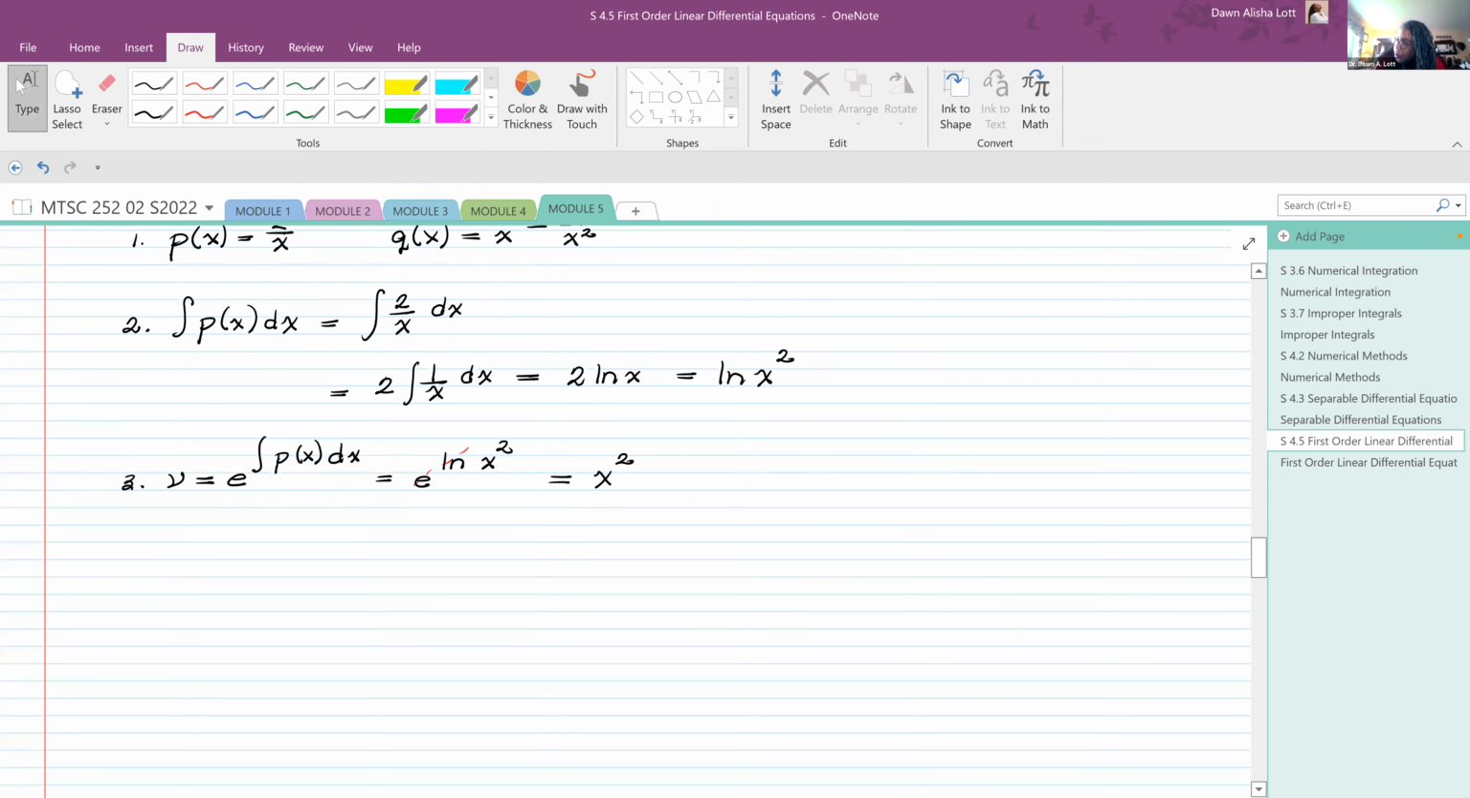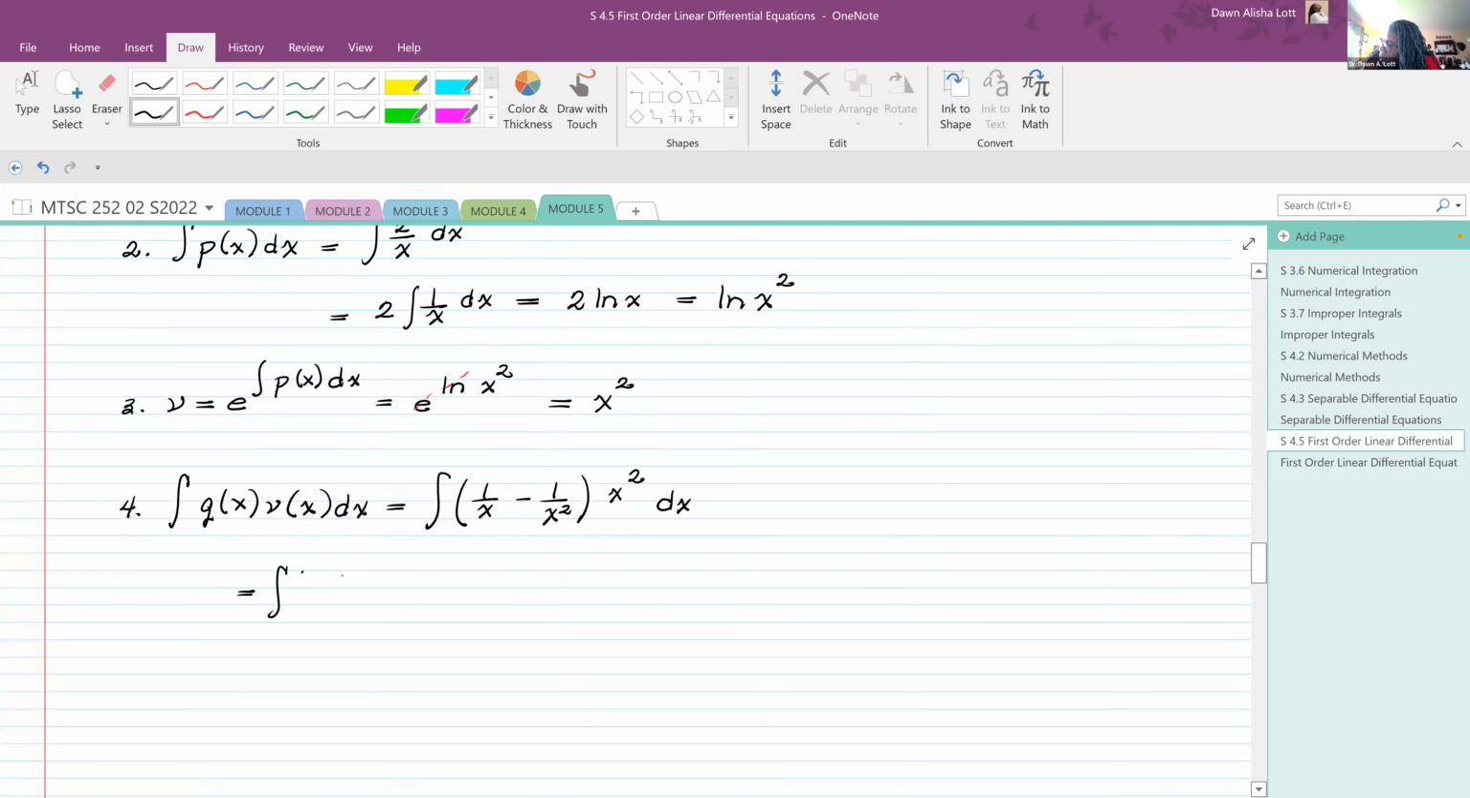Okay. Step 4: I need to compute the integral of q of x with v of x dx. That's the integral. Q of x was 1 over x minus 1 over x squared multiplied by v of x, which is x squared dx. So that's the integral of x minus 1 dx. What do I get for that?